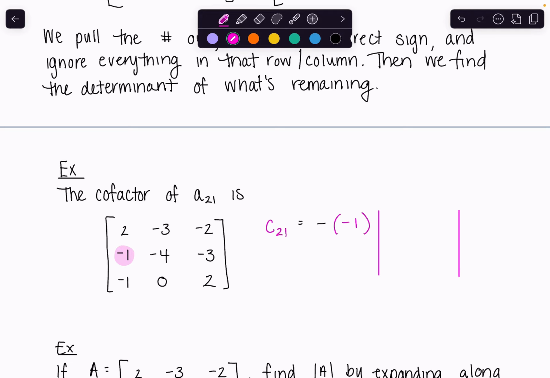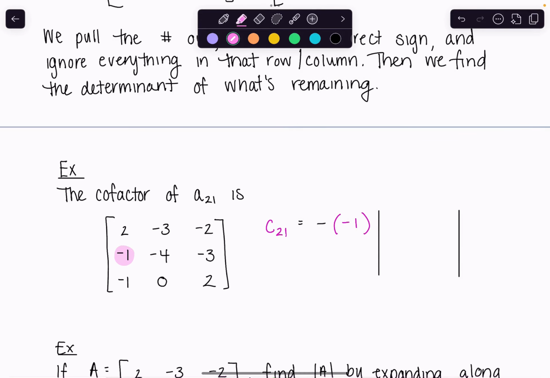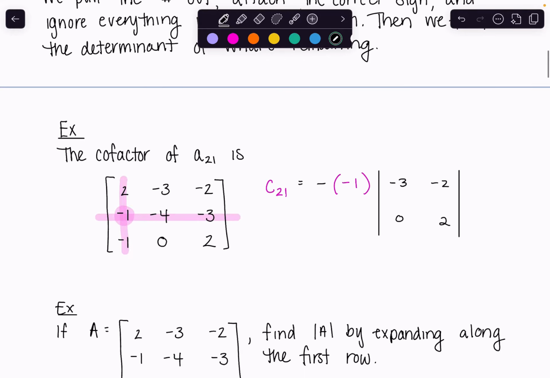Okay. And let's go ahead and turn these into black. The way I find what's left in the 2 by 2 is I ignore everything in this row and this column. Okay. So my numbers that are left are -3, -2, 0, and 2. So again, you take the sign from the sign matrix, you pop out the number in that position, ignore everything in the same row and column, and then you take the determinant of the numbers that are left.